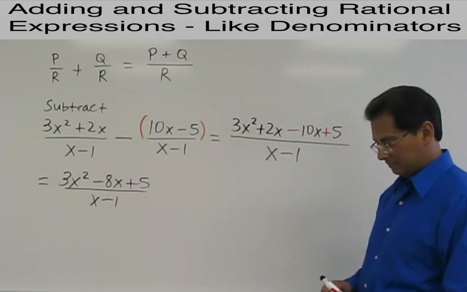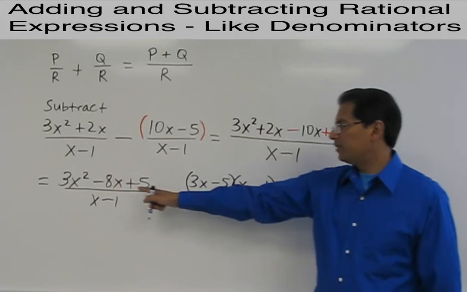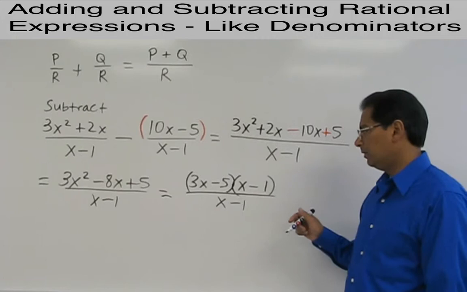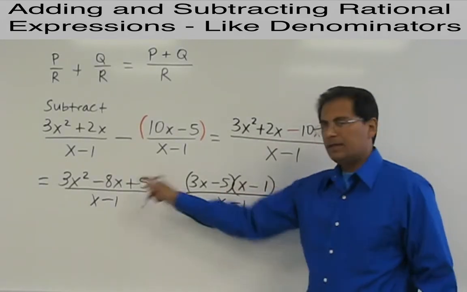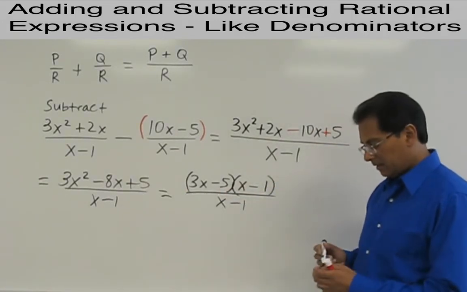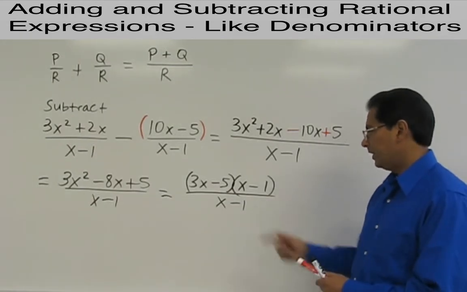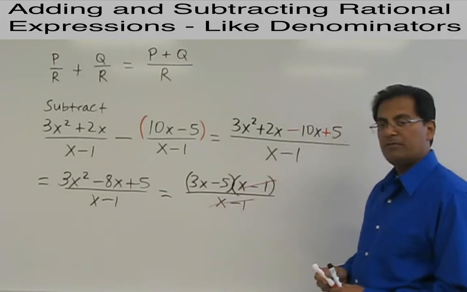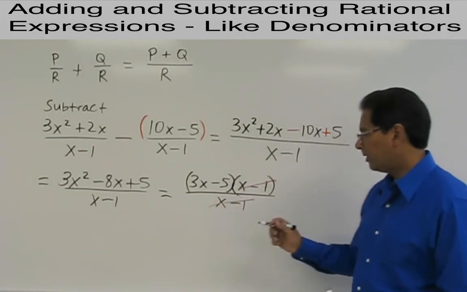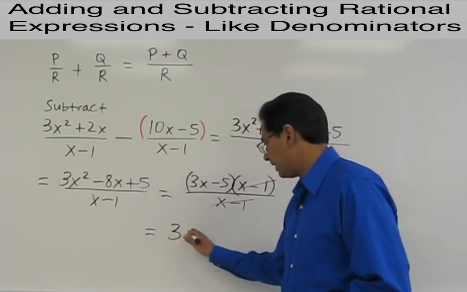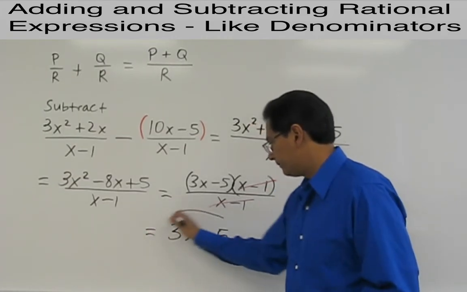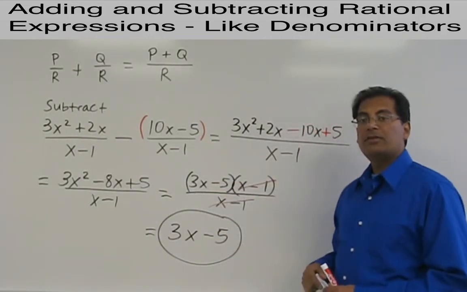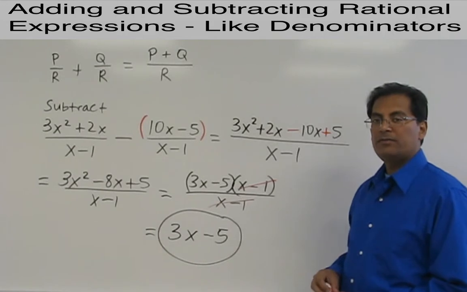So let's do that. We notice 3x squared minus 8x plus 5 will factor into 3x minus 5 and x minus 1. You can try foiling this back out to see that you get that trinomial. And we notice, therefore, that we have a common factor, both top and bottom, of x minus 1, so we can cancel those out. And so my actual final answer is 3x minus 5. So by subtracting those two rational expressions, we end up with 3x minus 5.